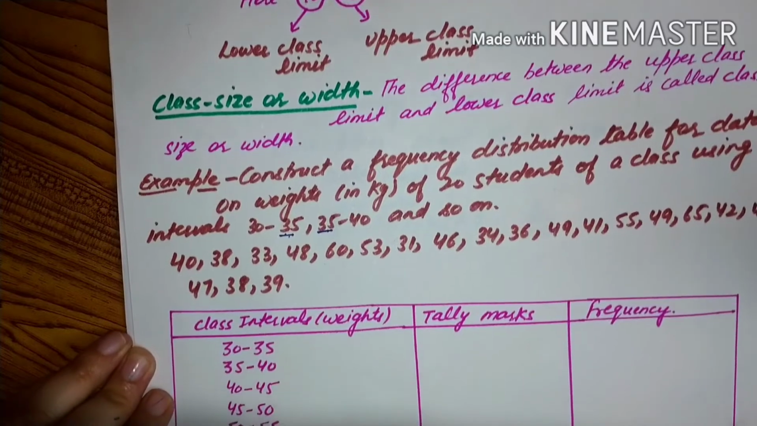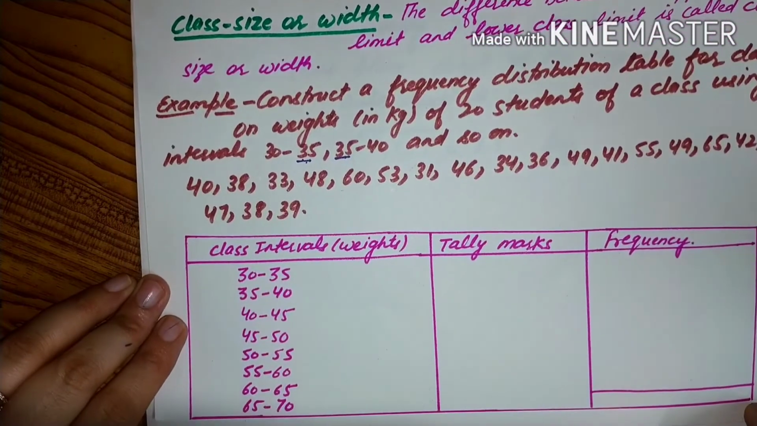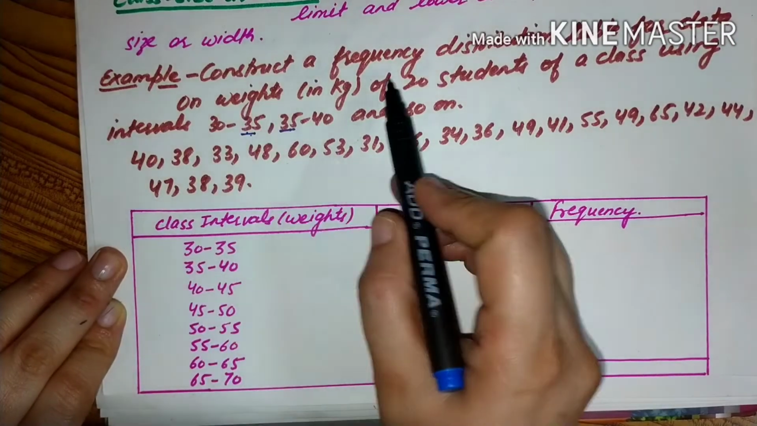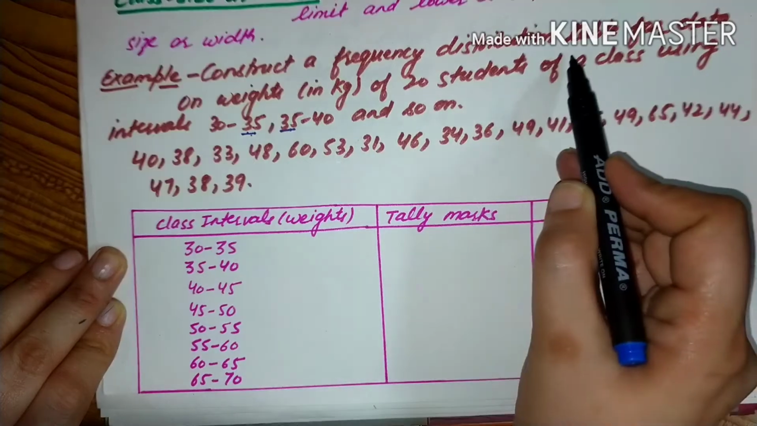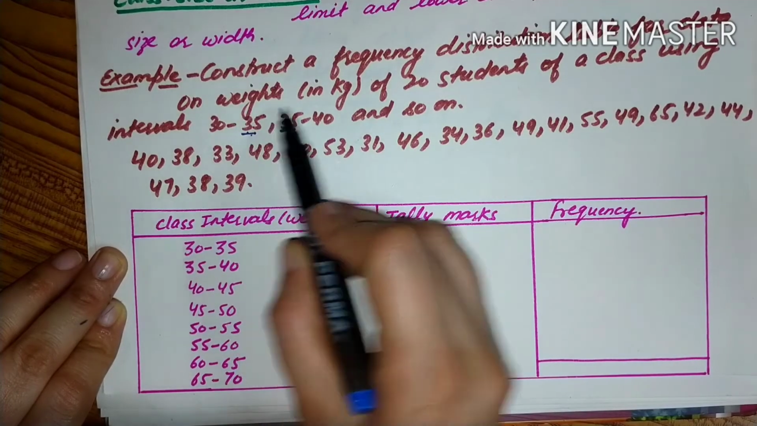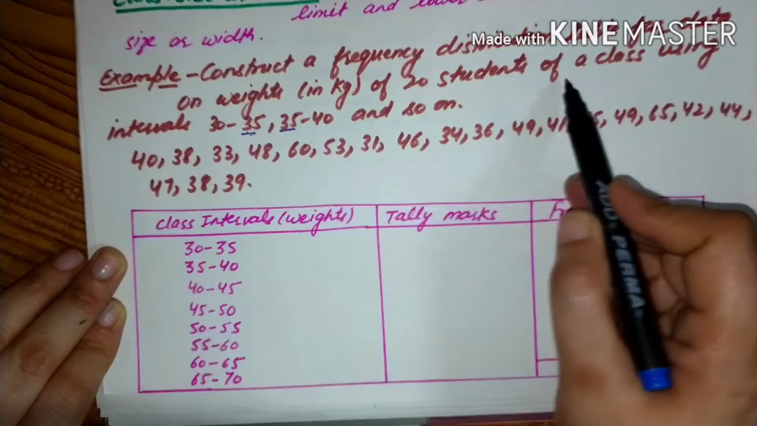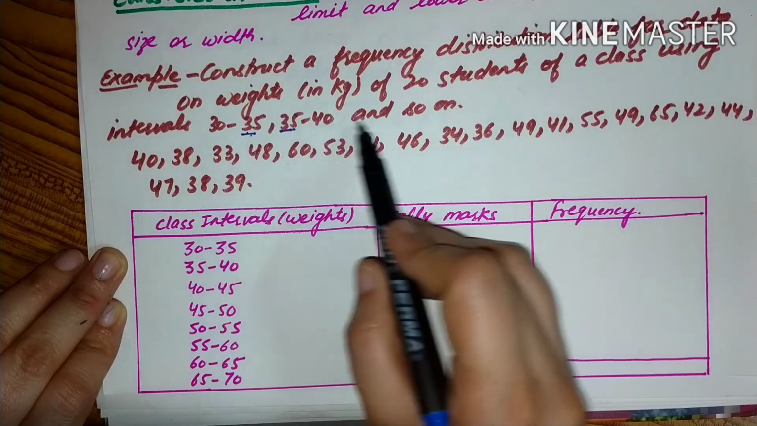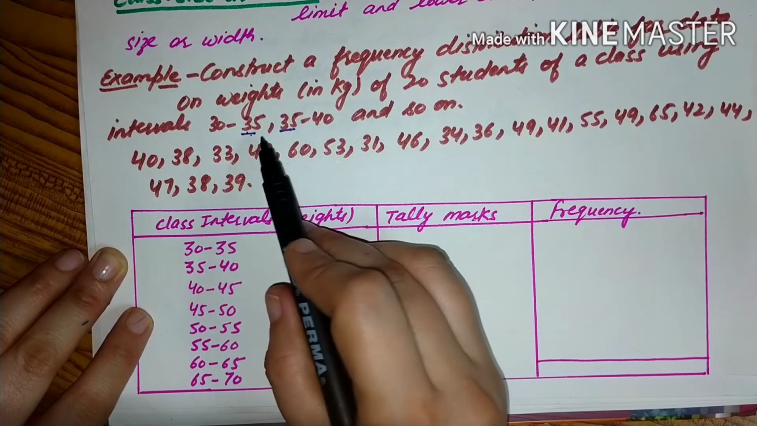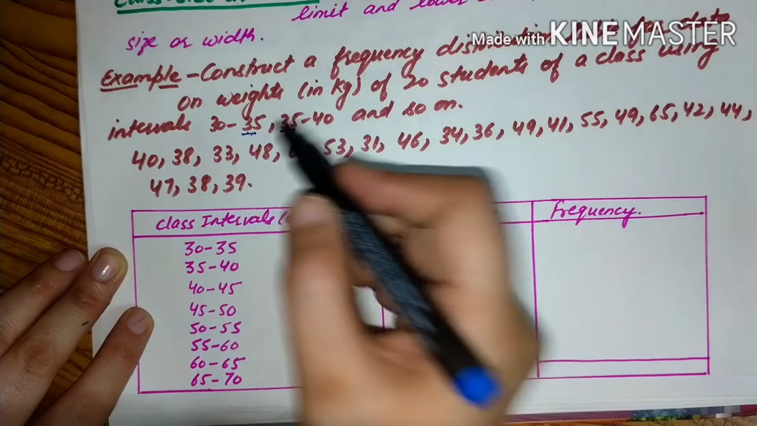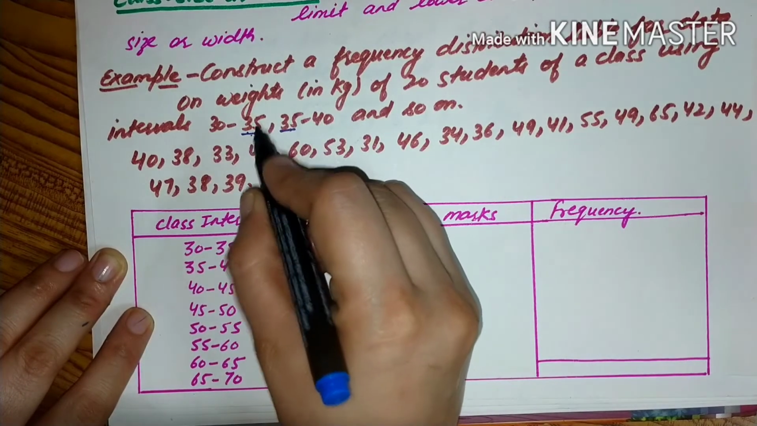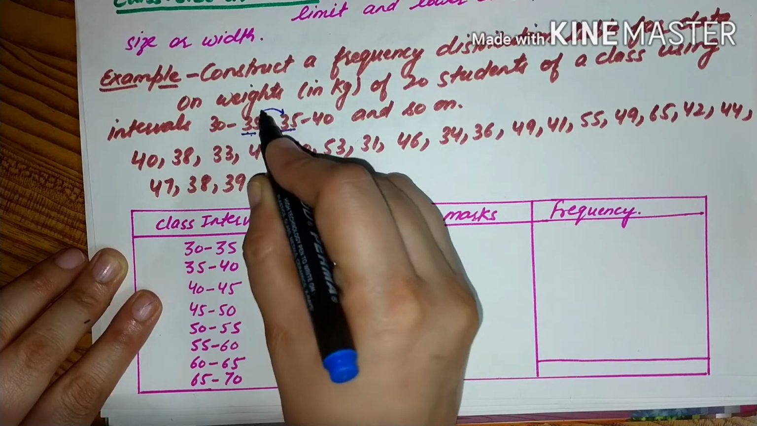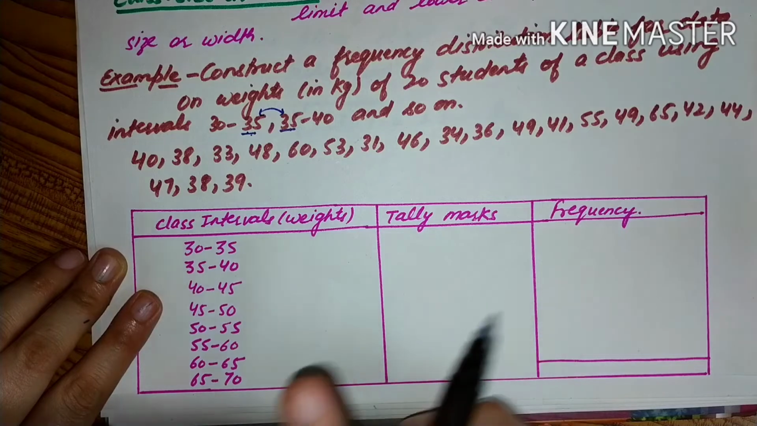Construct a frequency distribution table for the data on weights in kg of 20 students of a class using intervals 30 to 35, 35 to 40 and so on. So you can see that the data is in continuous form. Continuous form means after 35, when we are taking the next interval, 35 is coming in that also. So that means the data is continuous.